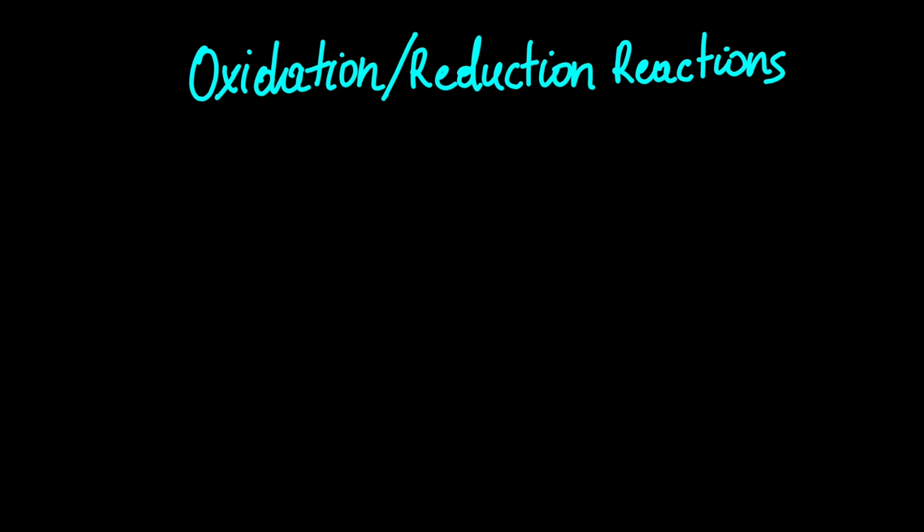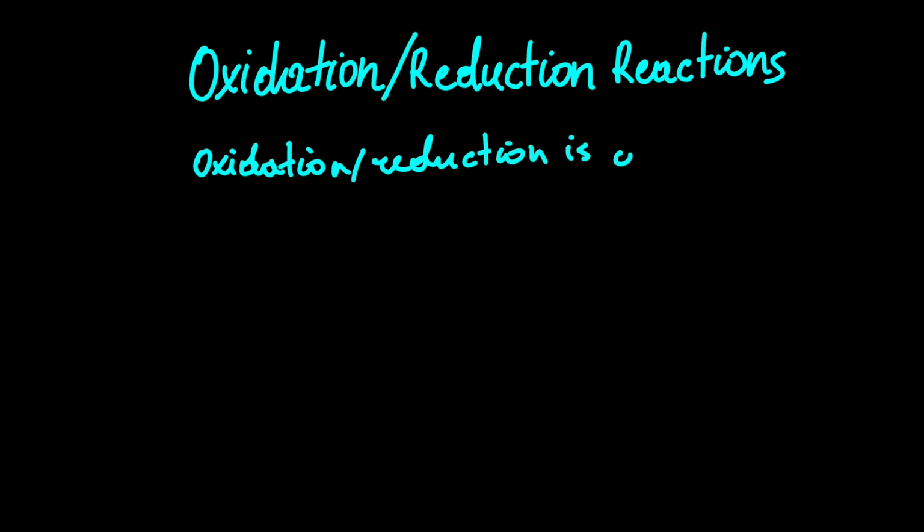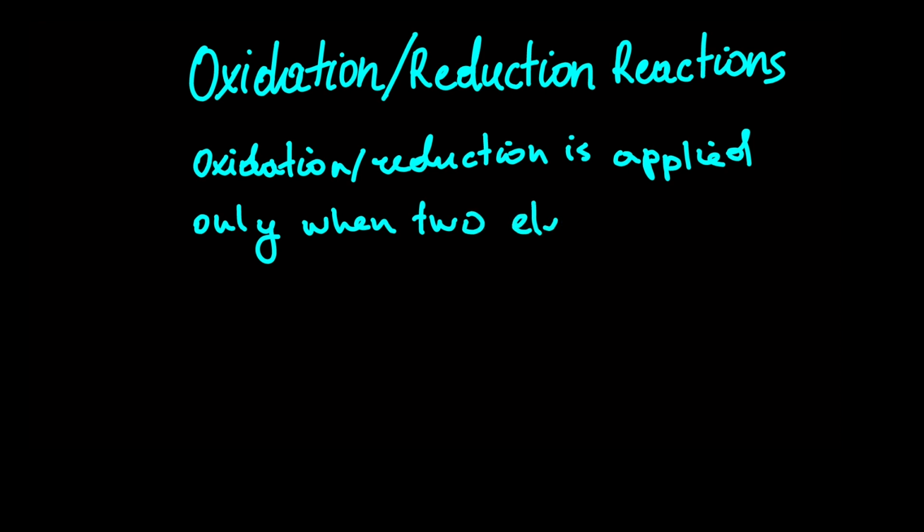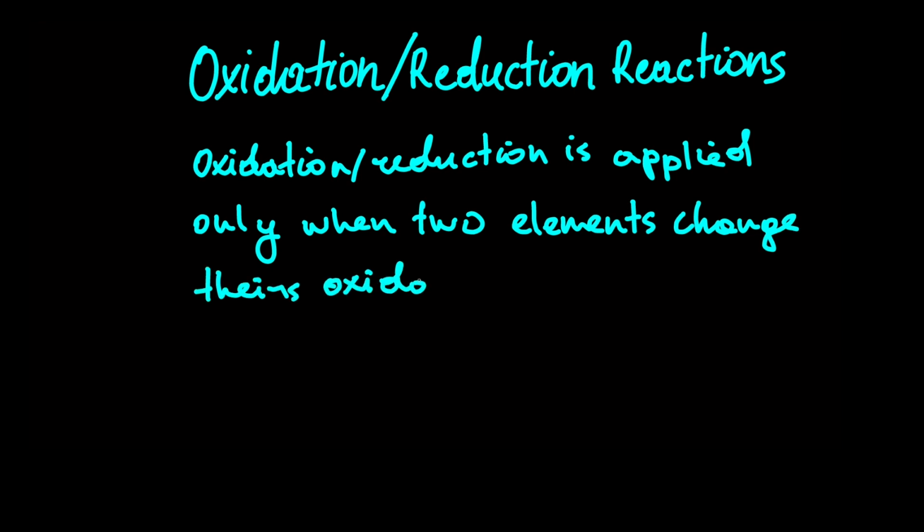In this lesson, we'll talk about how to use oxidation reduction to balance different reactions. I divided this lesson into two parts. In the first one, we will be talking about oxidation reduction, and in the second part, how to balance chemical equations using this method. So when can we use this method? Well, the only rule for this method is that two elements must change their oxidation state in the chemical reaction.